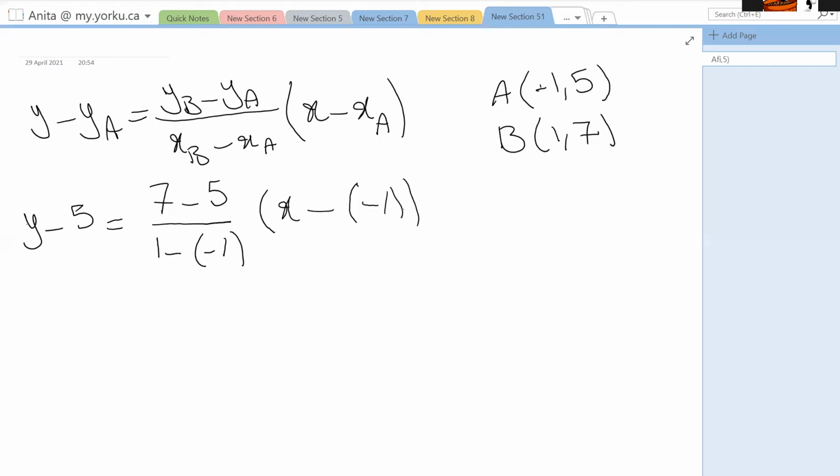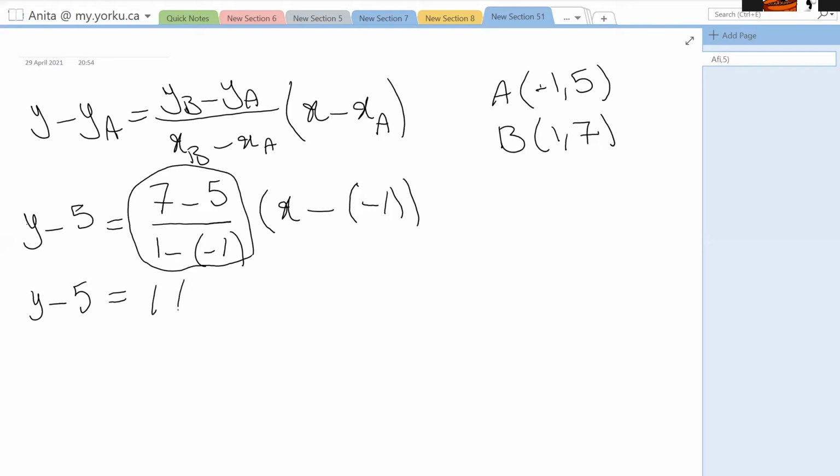Okay. So it seems that is the equation of the line. All you need to do is basically try to simplify it. Now, let's do the algebra. So y minus 5 would equal, can you tell me what the answer for this fraction would be? 7 minus 5 divided by 1 minus negative 1. It will be 2 divided by 2. Very good. So technically 1.